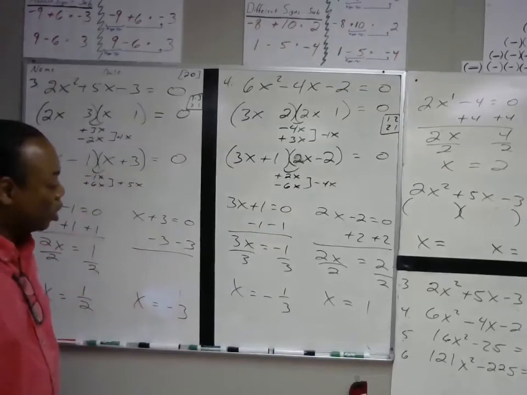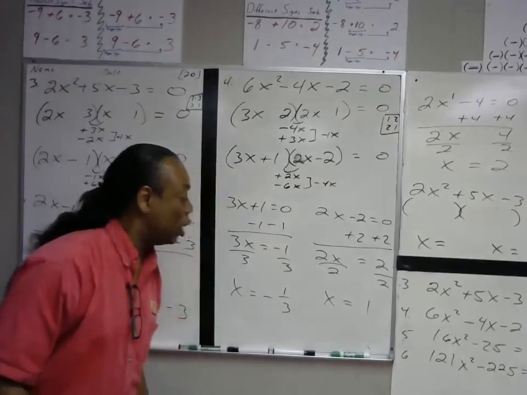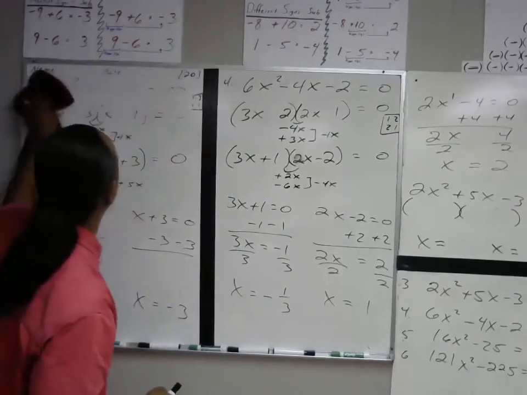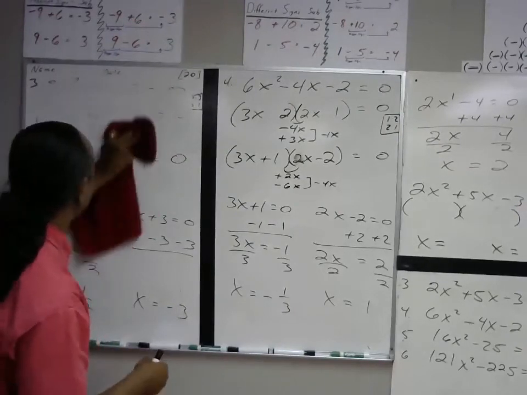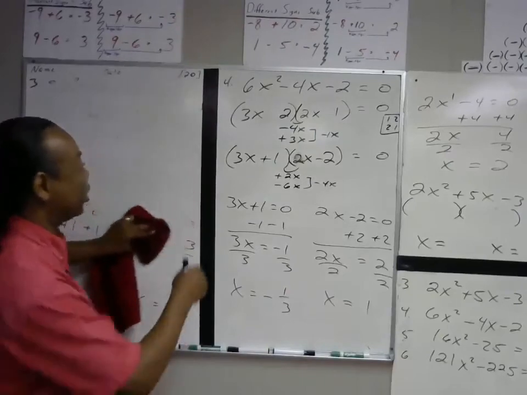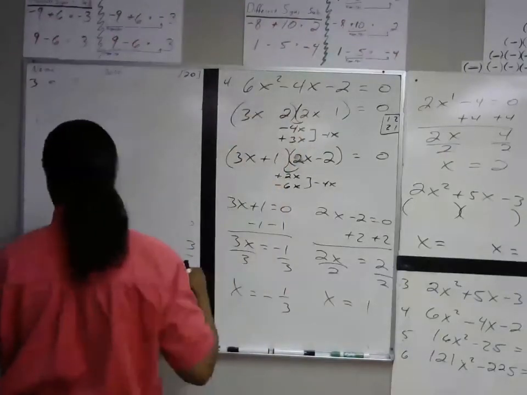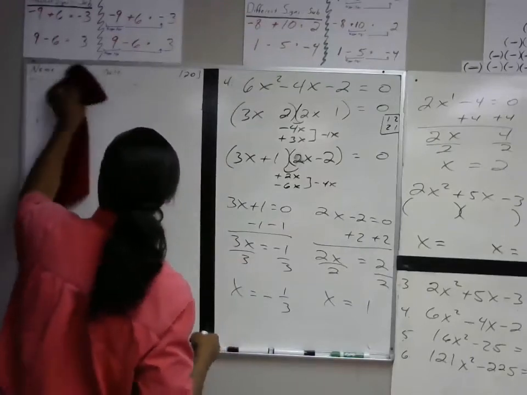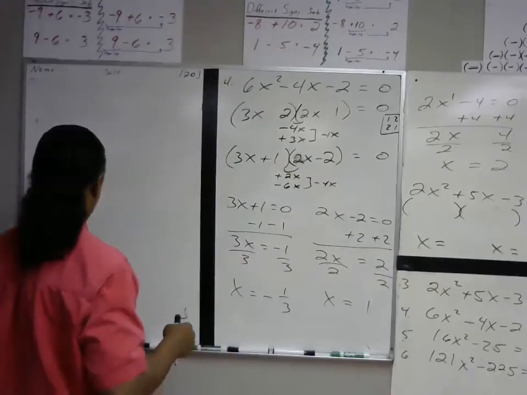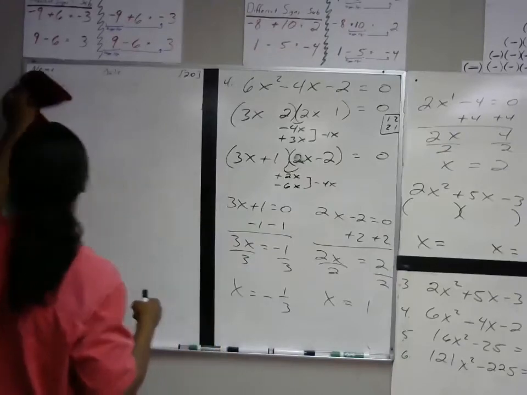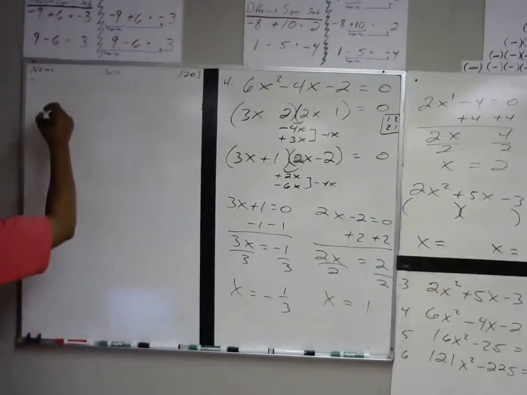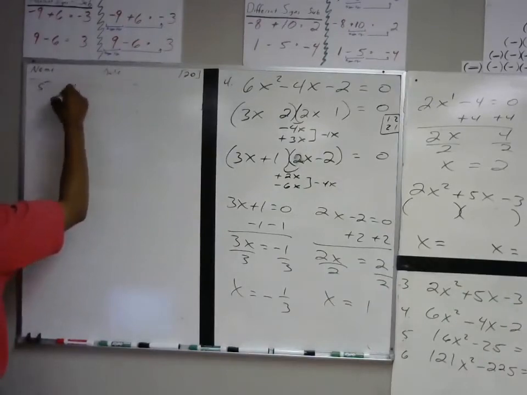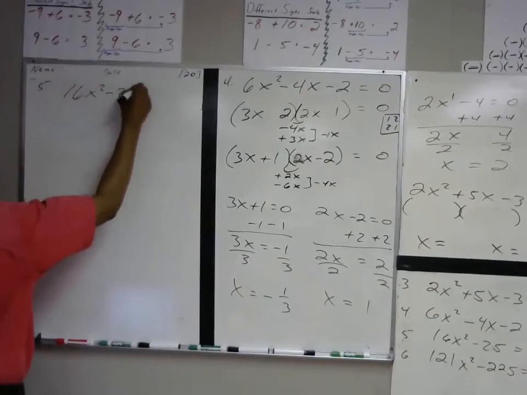Okay. So let's try a quadratic that's a binomial. We're used to seeing quadratics as trinomials, but of course they are smaller quadratics, which are our friends, the binomials. And this one right here would be 16x squared minus 25 equals 0.